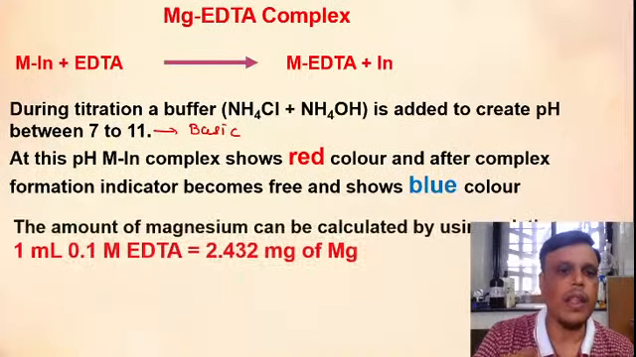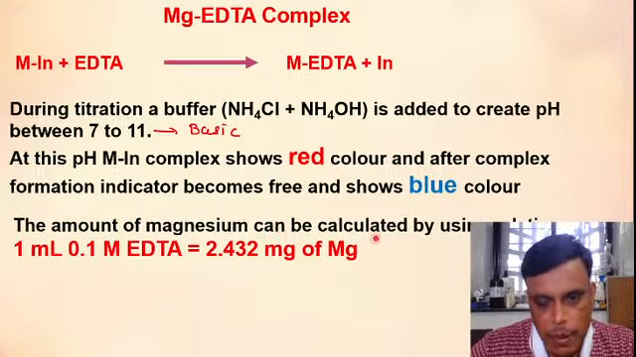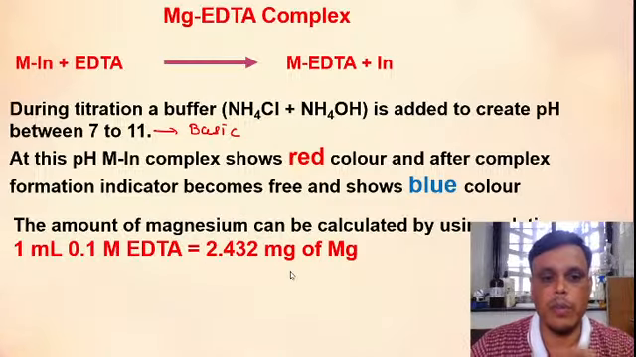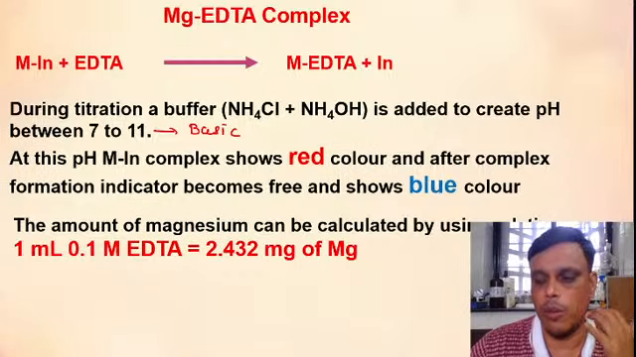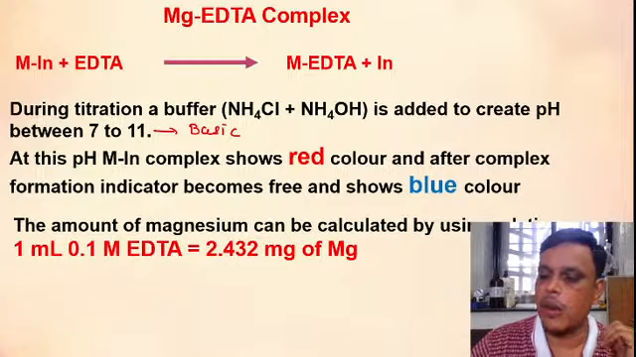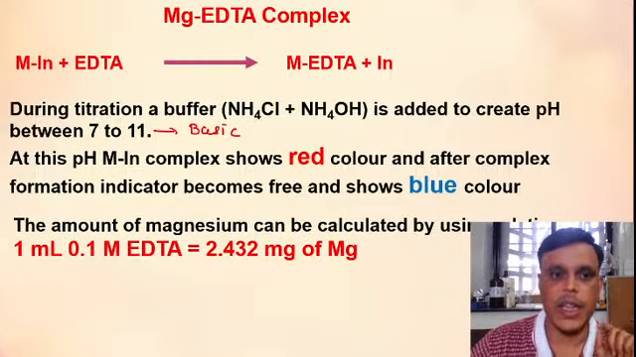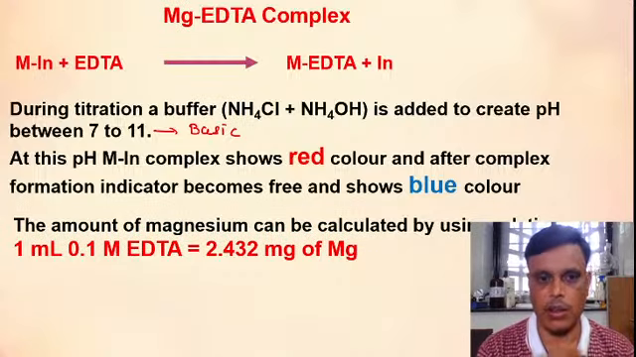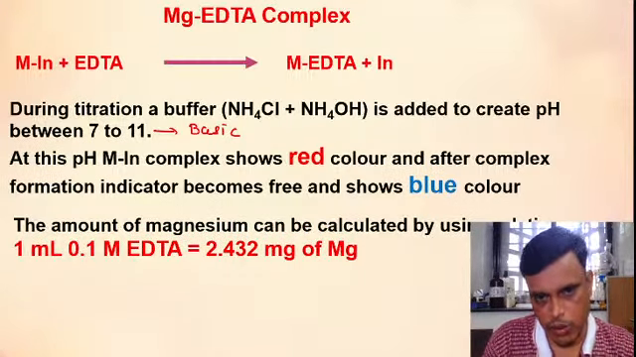Okay? And the amount of magnesium can be calculated by using a relation. So what is the main purpose of this titration? You have to find out the amount of magnesium, concentration of magnesium, or percentage of magnesium. How will you calculate? To calculate that amount, that percentage or that concentration, you have to use this relation. This relation is very important.